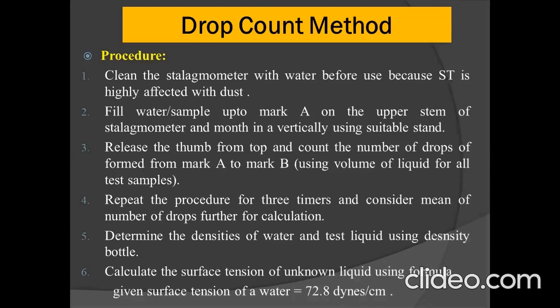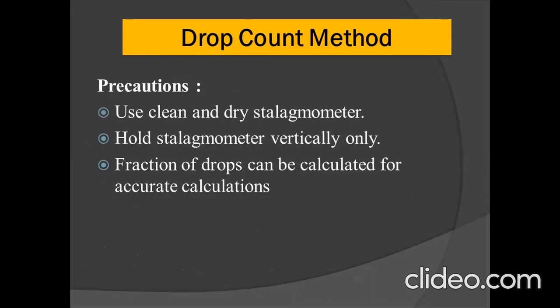Repeat the procedure 3 times and consider the mean of the number of drops for further calculation. Determine the density of water and the test liquid using a density bottle. Then calculate the surface tension of unknown liquid using the given surface tension of water, that is 72.8 dynes per centimeter.